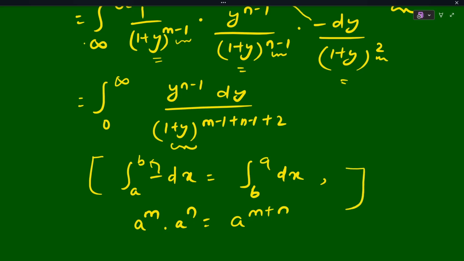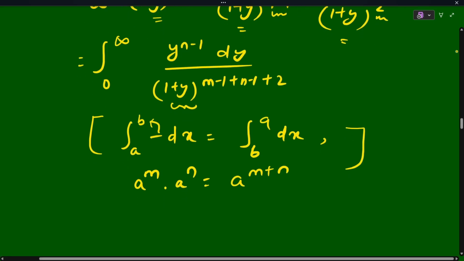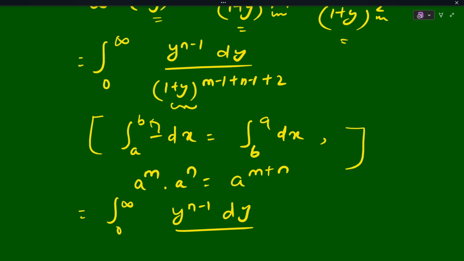Now let's solve this thing. It would be 0 to infinite, y to the power n minus 1 dy, divided by this term, which is 1 plus y to the power m plus n.